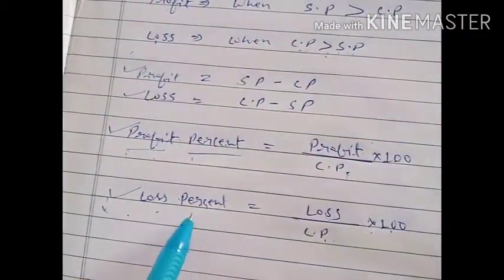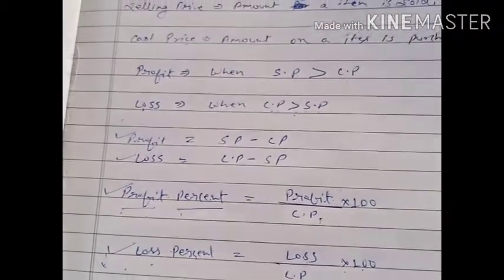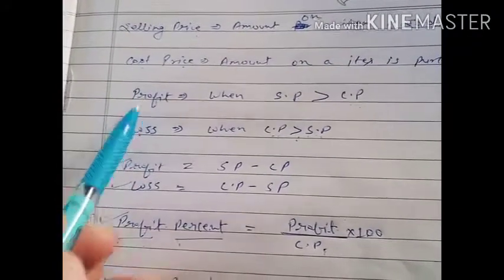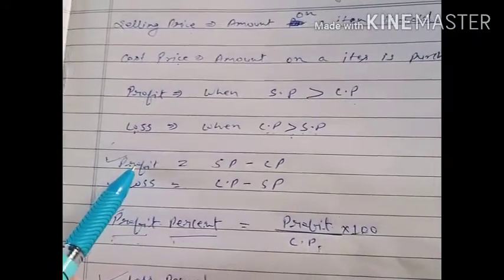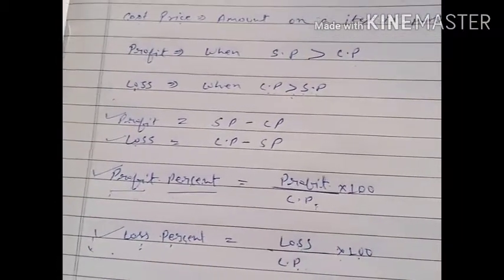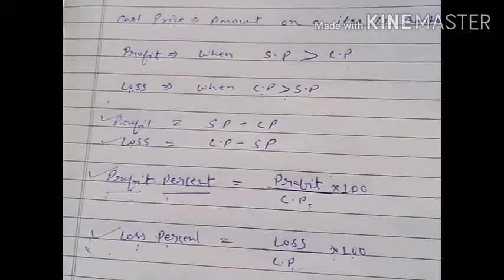These are the formulas which are very important for the next exercise. And all these topics whatever we are covering, what is selling price, cost price, profit, loss, how to find the profit and loss, how to find the profit percentage and the loss percentage, this is very important for the next exercise. So you have to note down and learn these formulas also.